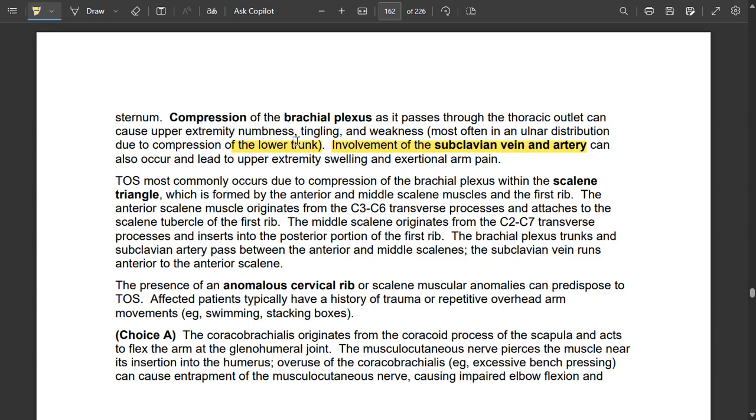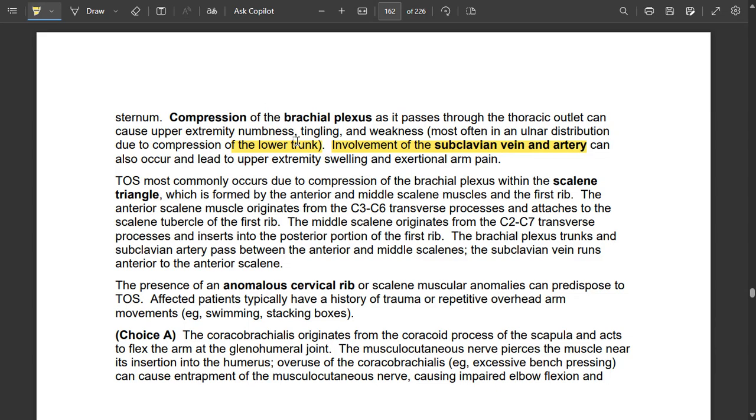So the brachial plexus running through the thoracic outlet can cause numbness, tingling, and weakness, and we are mentioning the ulnar distribution because compression of the lower trunk of the brachial plexus affects the ulnar distribution more. The subclavian vein and artery cause swelling and pain.